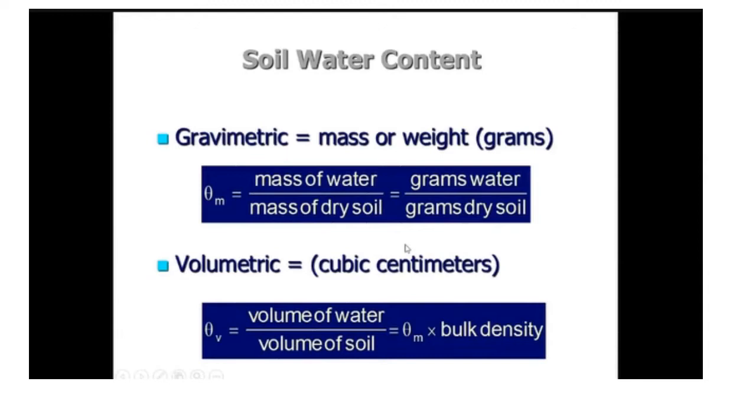Very simple. The gravimetric moisture content is the expression on a mass basis. It tells you how much mass of water is in the dry soil, and it can be calculated using this equation: the mass of water divided by the mass of dry soil. However, the volumetric moisture content tells you how much water is occupied in the pore spaces of the soil. It's the volume of water divided by the volume of soil, and it can also be obtained by multiplying the gravimetric moisture content times the bulk density.